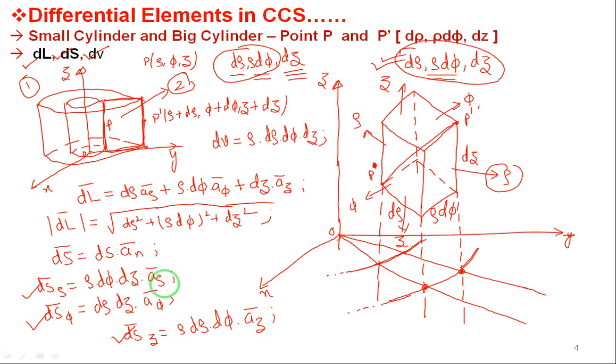Okay. So we have seen the differential elements in the cylindrical coordinate system: differential length, differential surface area along rho direction, phi direction, z direction, and the differential volume, right? If any doubts are there, you can unmute yourself and ask once again, so that I can tell you if you have not understood anything, or else I will move to the next topic.